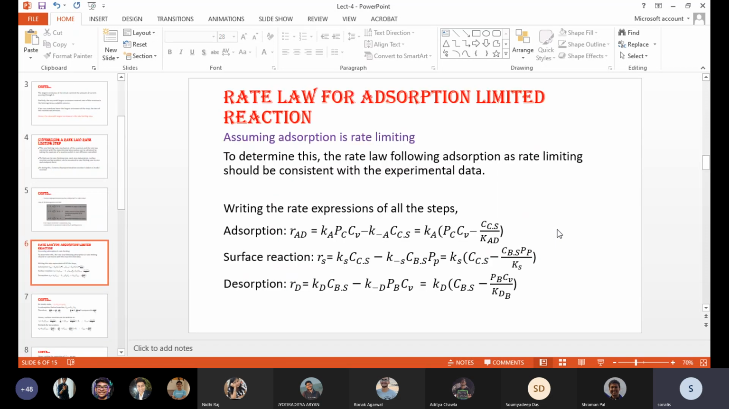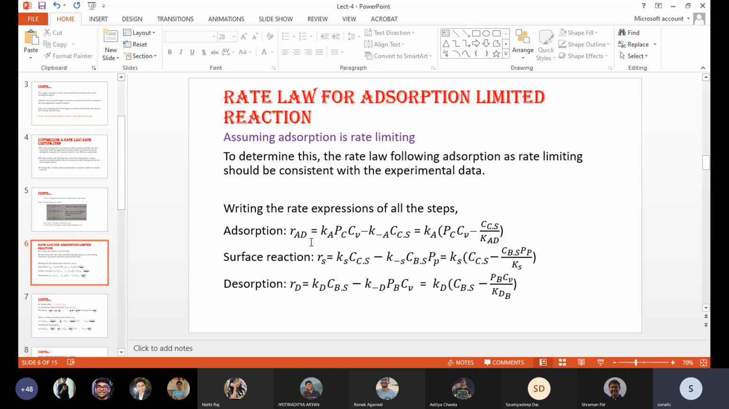Next is the rate law for the adsorption limited reaction. We are taking here adsorption as the rate limiting step. Let us see what it gives, whether it is consistent with the rate data or not. So while considering adsorption as the rate limiting step, we have to follow all those steps one by one and construct the rate equation. If adsorption is rate limiting, the rate law following from it should be consistent with the experimental data.